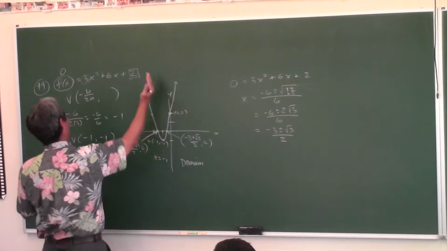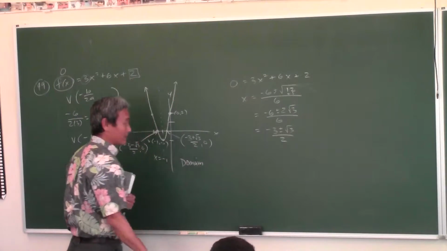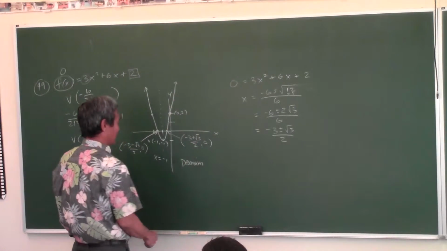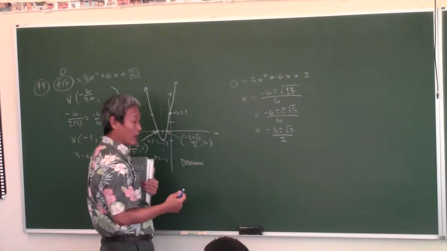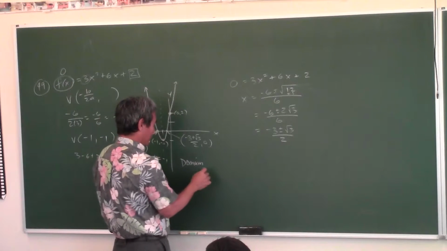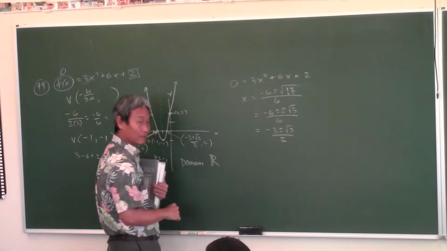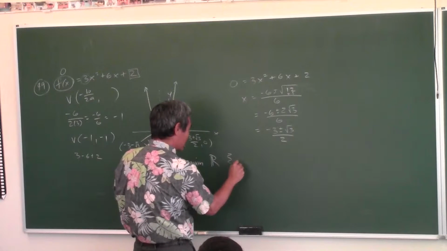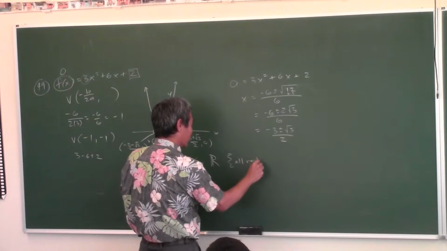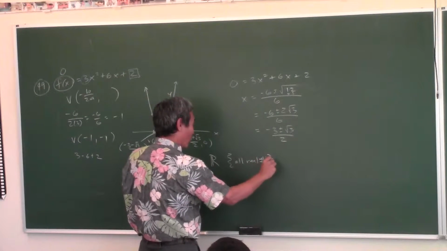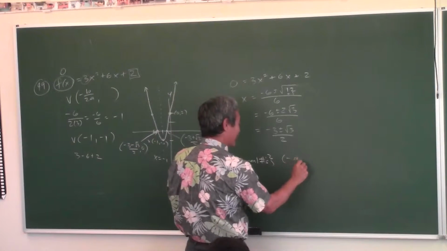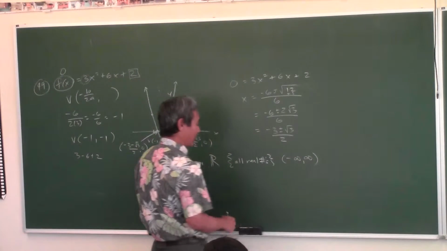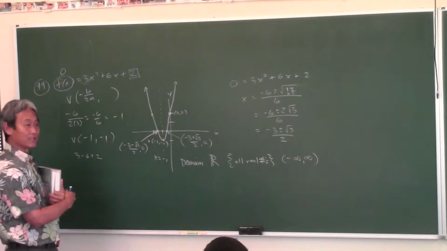Since this graph just goes all the way to the left and all the way to the right, just keeps on going, what? All real numbers. Now, how do you write all real numbers? You can put the capital R, or you can put this, all real numbers. Or you can put from negative infinity to infinity. I don't care which one it is, they all mean the same thing.